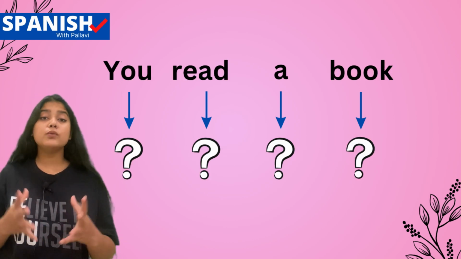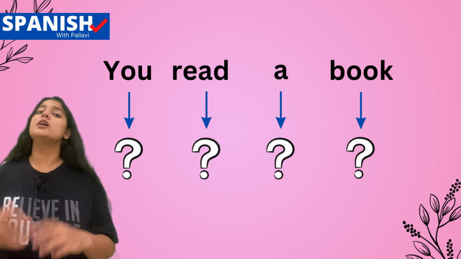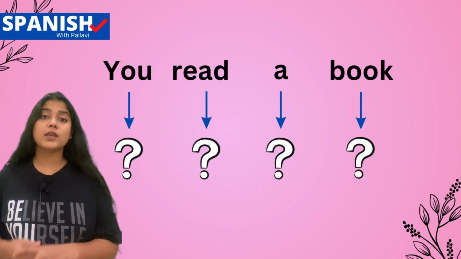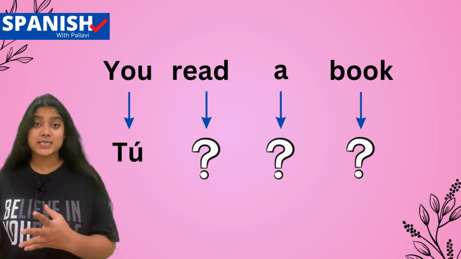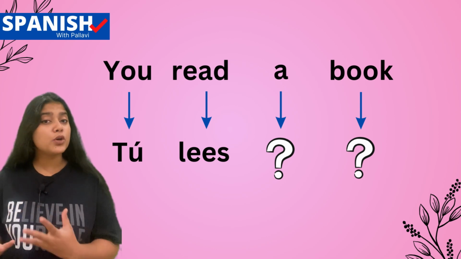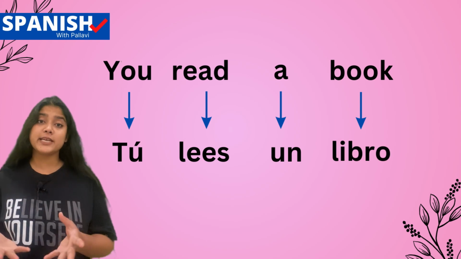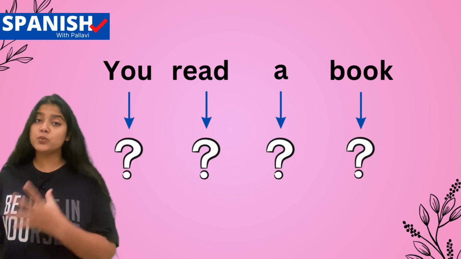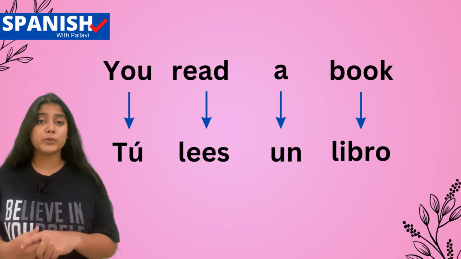Next, you read a book. How do we say that in Spanish? So you will be tú. Read will be lees. A book will be un libro. So the whole sentence will be: you read a book. Tú lees un libro.